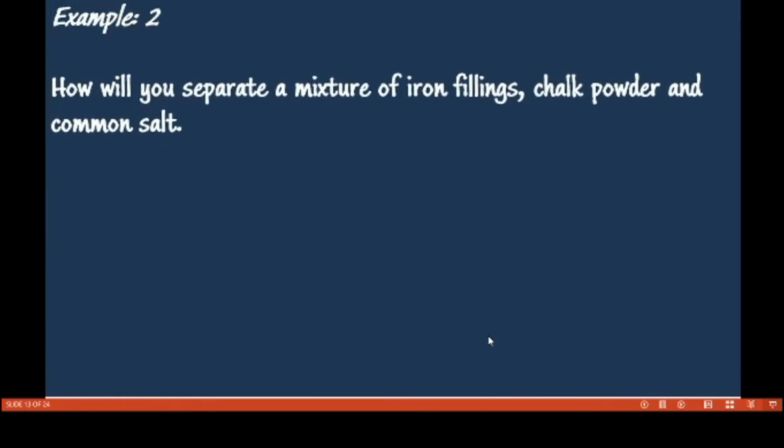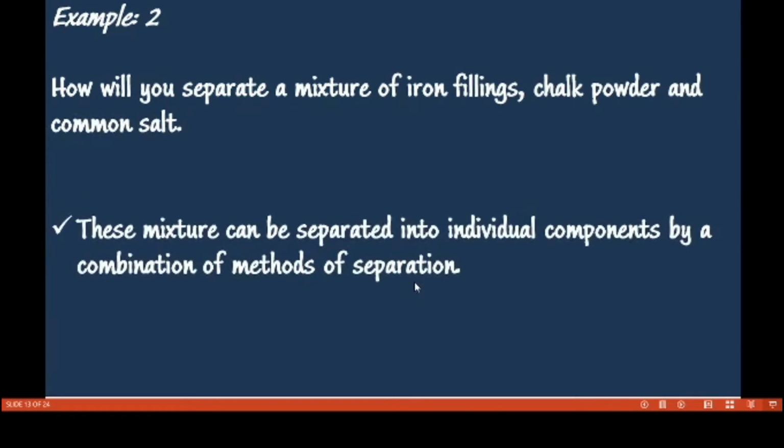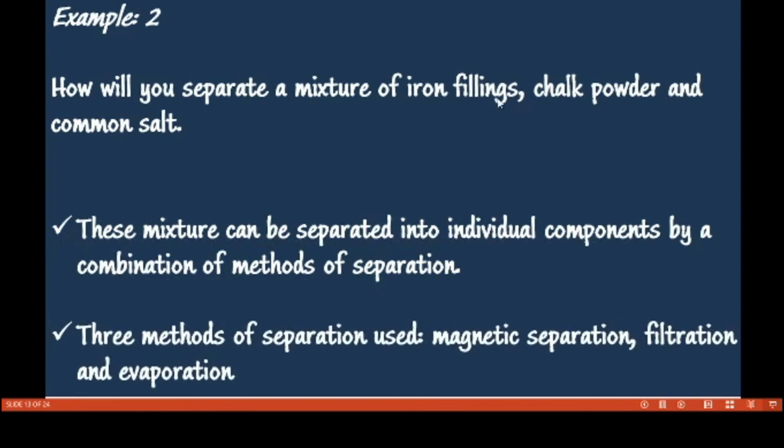The next category: how will you separate the mixture of iron filings, chalk powder and common salt? Here we have three components. How can we separate the iron filings, chalk powder and common salt? This mixture can be separated into individual components by a combination of methods of separation. First, we remove the iron filings. Then we remove the chalk powder. Then we remove the common salt.